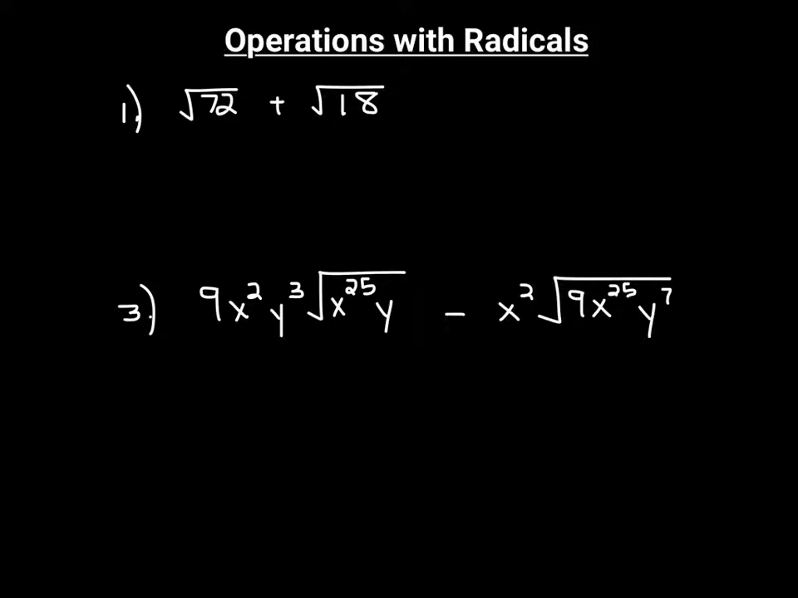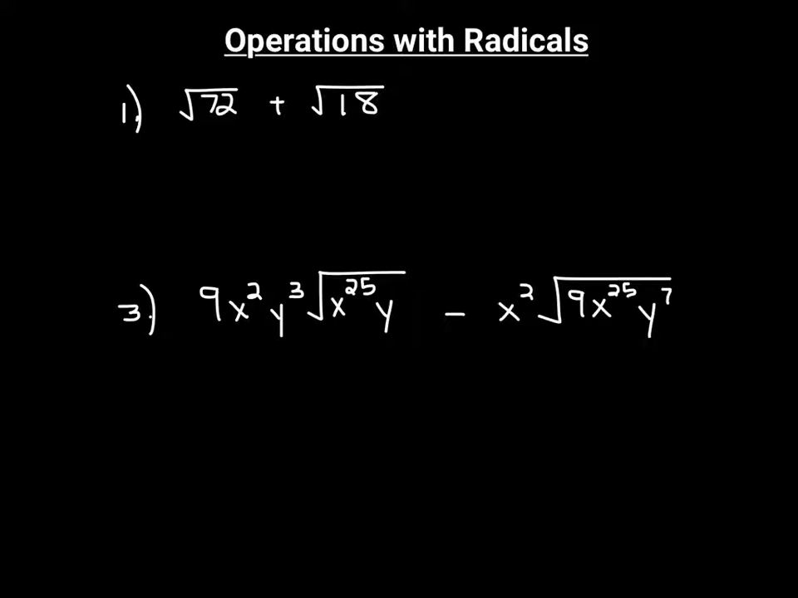Okay, so if you turn to page 3, operations with radicals, let's take a look at number 1. Now, in order to add radicals, you have to have the same number under the radical. So you can't just say, oh, look, radical 72 plus radical 18 is radical 90. You're not allowed to add these if they have different numbers under the radical. So what you want to do is first simplify your radicals.